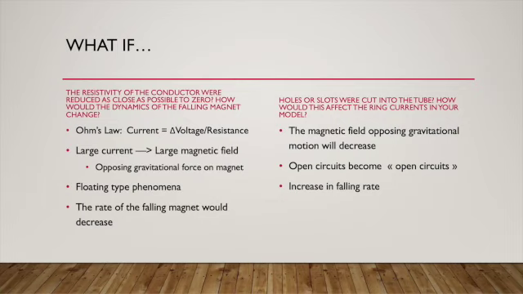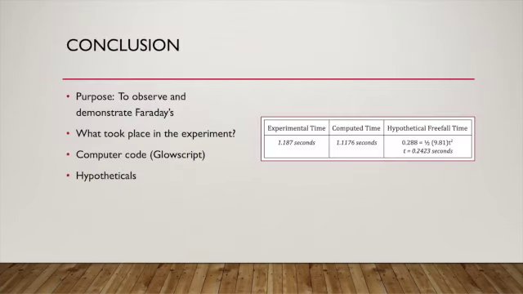What if holes or slots were cut into the tube? How would this affect the ring currents in your model? Well, the rings with holes or slots in them would not contribute to the magnetic field because they would be considered an open circuit. And because there is less magnetic field opposing the gravitational field, in turn there is less magnetic force opposing the gravitational force. So this means that the falling rate of the magnet would increase and it would fall faster.